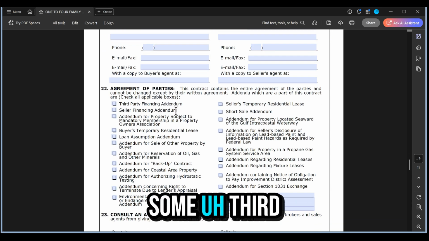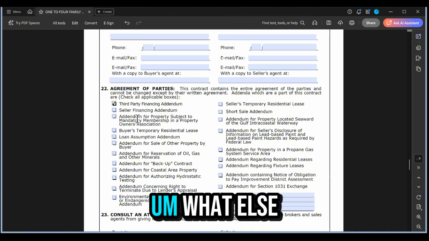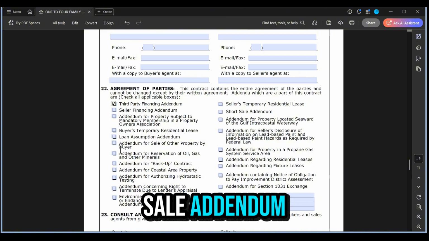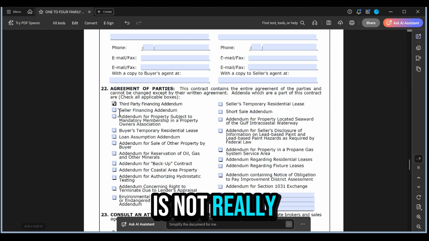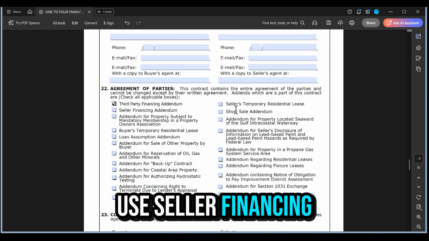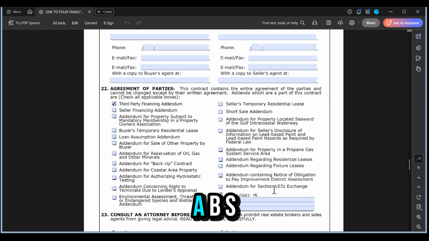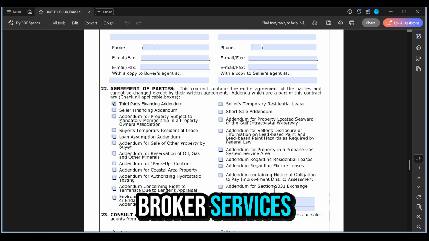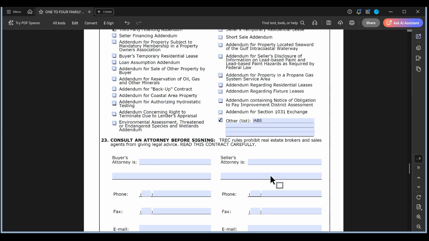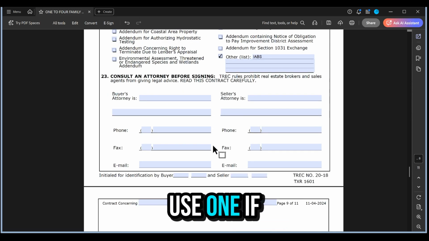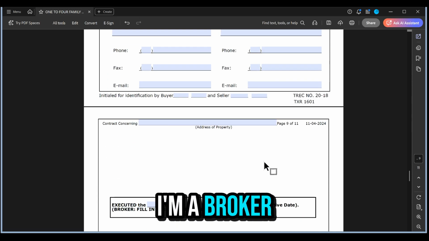Now here goes the third-party financing addendum. You need to check that box if you're going to be using financing. What else is there? If there's a short sale addendum, all this stuff here. If you're going to use seller financing, this stuff. And most important, you're going to be using this one: you're going to type IABS here, information about broker services. That's standard. But if you have an attorney, you should always use one if you want to. I have to say that because I'm a broker.